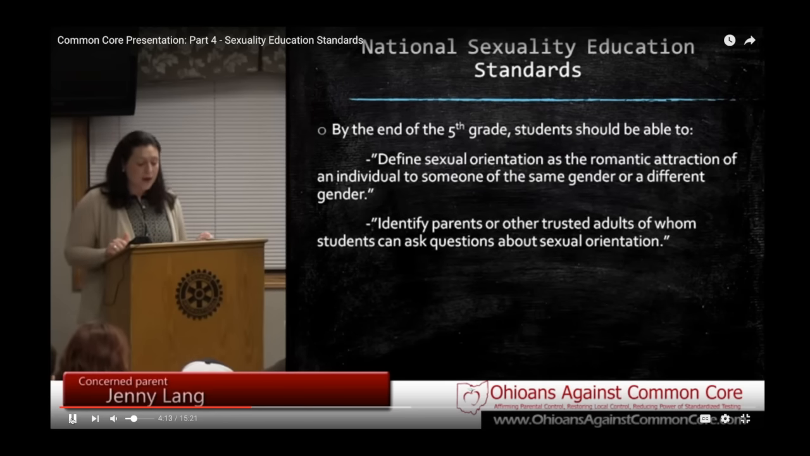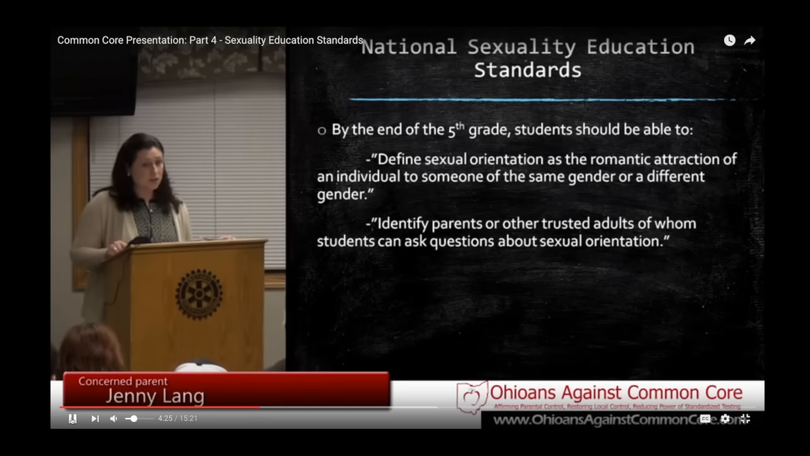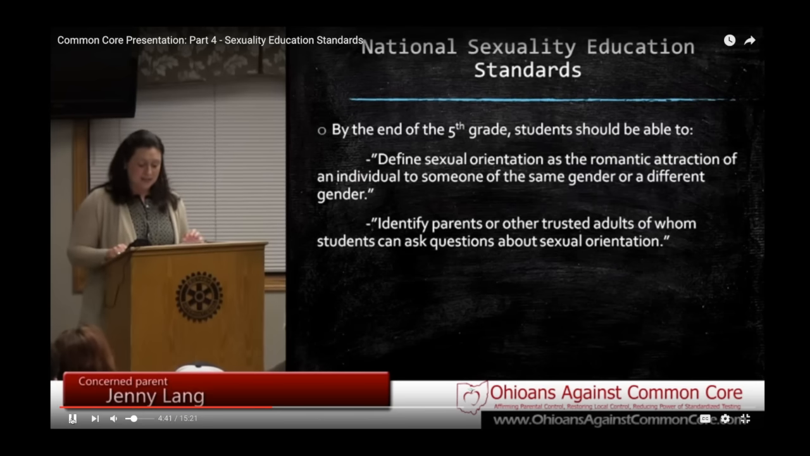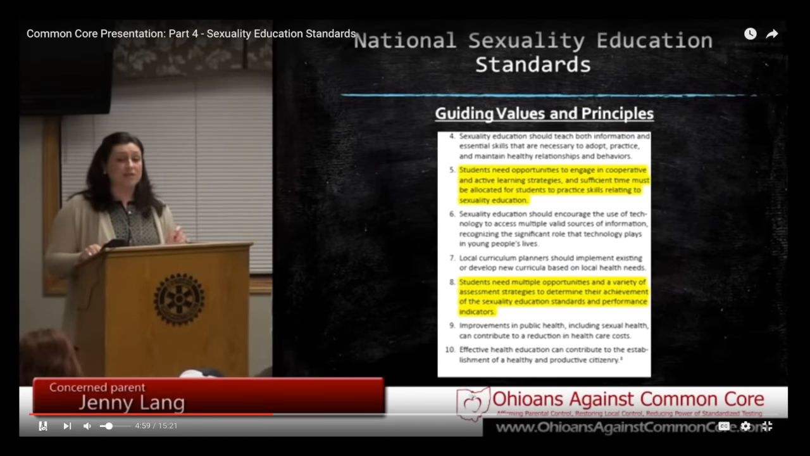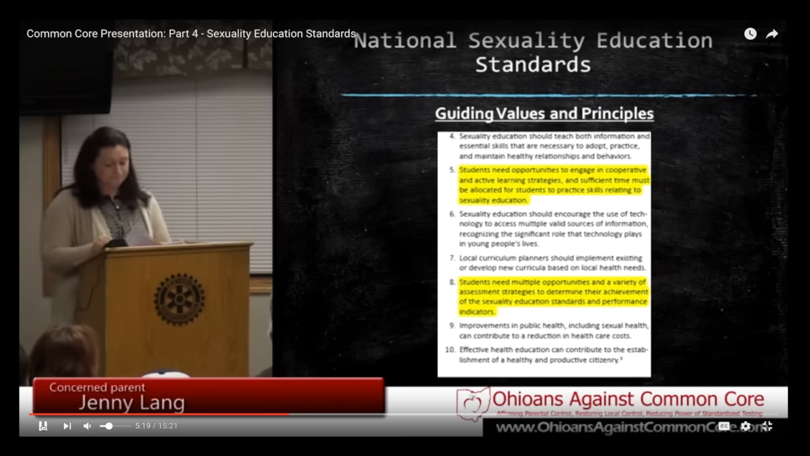Now, back to the standards. What about in grades 3 through 5? By the end of 5th grade, students should be able to define sexual orientation as the romantic attraction of an individual to someone of the same gender or a different gender. Now, notice how the same gender is listed first. Also, identify parents or other trusted adults of whom students can ask questions about sexual orientation. And when learning about birth control in 8th grade, abstinence is mentioned as an option in the early stages of a relationship only. Under their standards, under the guiding principles and values, we just wanted to show you, hopefully you can see those. Number 5, that students need opportunities to engage in activities relating to sexual education. And number 8, students need multiple opportunities and a variety of assessment strategies to determine their achievement and their performance.